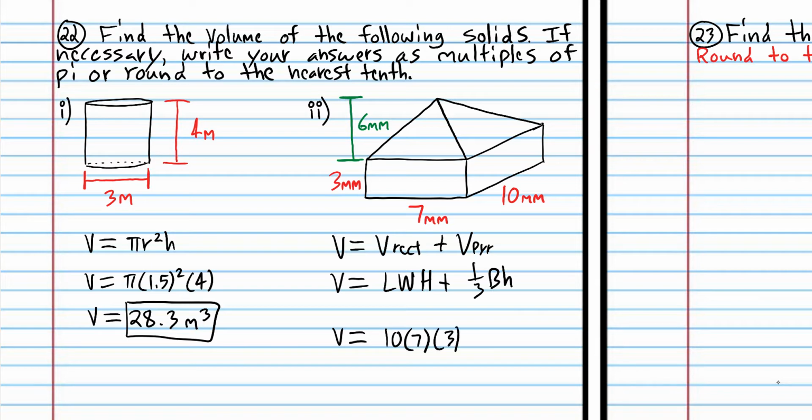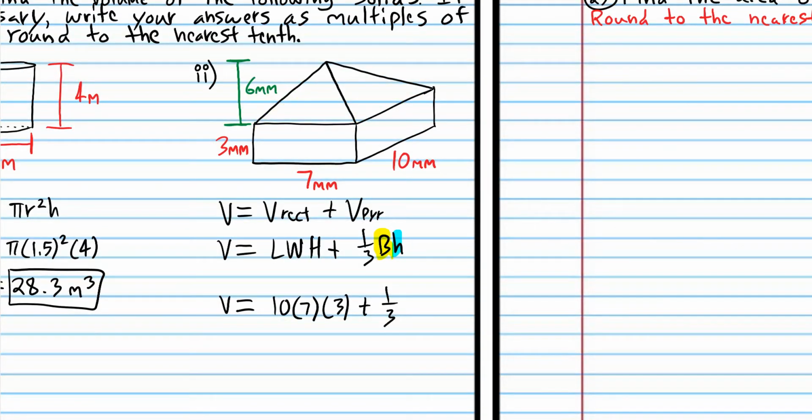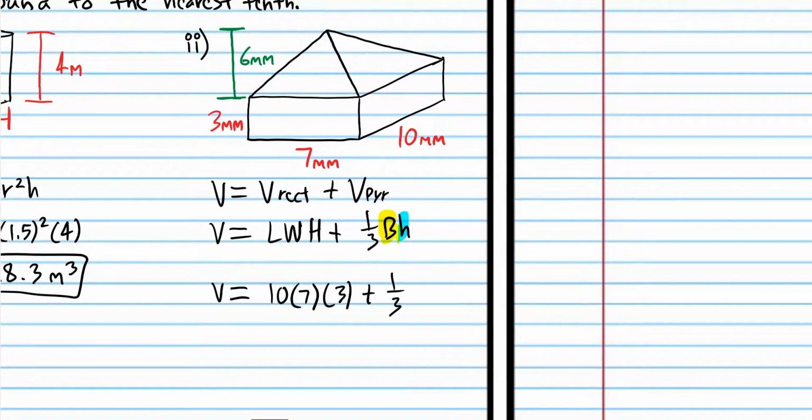It doesn't really matter what you name those because of the commutative property of multiplication. The base of the pyramid is a rectangle, and the width is 7, and the length is 10. So remember, the area of a rectangle is length times width. So we have 7 times 10, and the height is 6. That's this length up here.